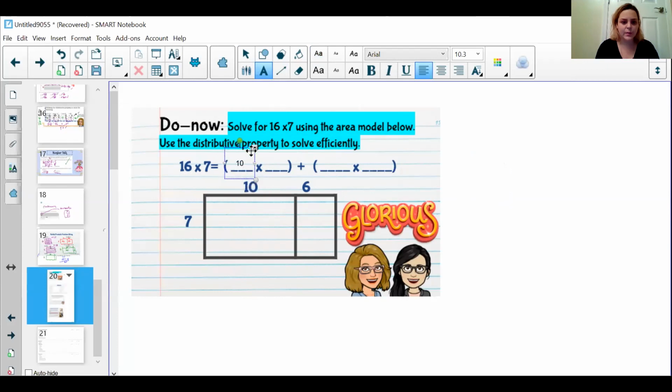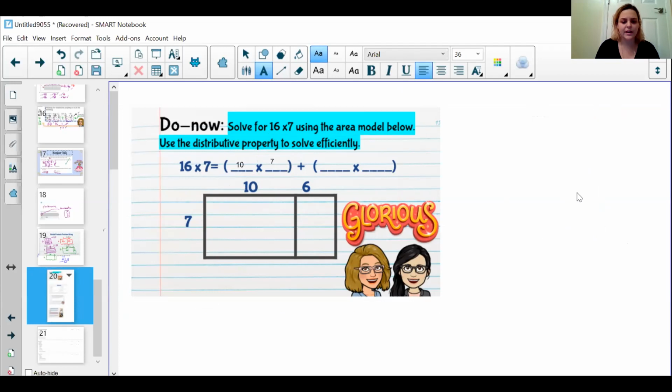16 times 7 is the same as 10 times, well, we're multiplying by the factor of 7, right? So I'm going to write 7. And where do I notice this? I'm going to show you right now. This is what we're doing. We've decomposed the 16 into a 10 and a 6 so that we can multiply 10 times 7 and then 6 times 7.